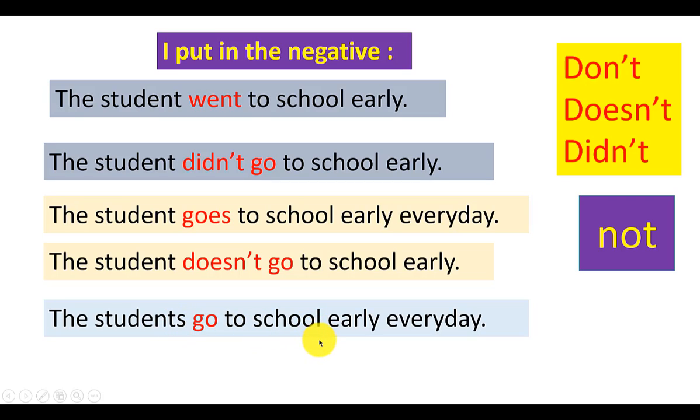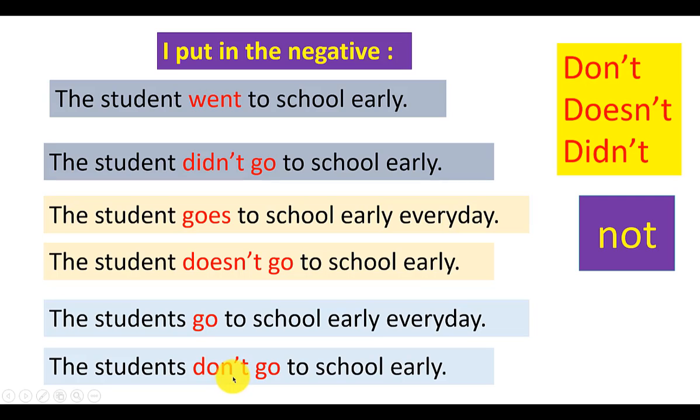So what is the negative of this sentence? The student doesn't or didn't. Do we use not? Of course, we don't use not. Why? Because the verb is composed of only one part. And we will say, yes, very good: the student doesn't go to school early every day. Don't go, or we can say also do not. Okay?